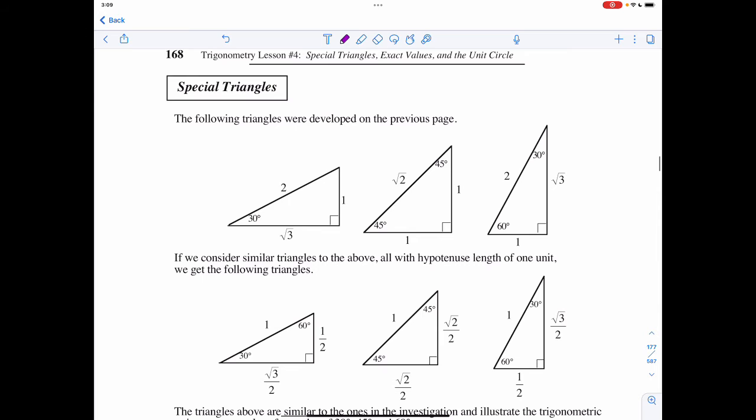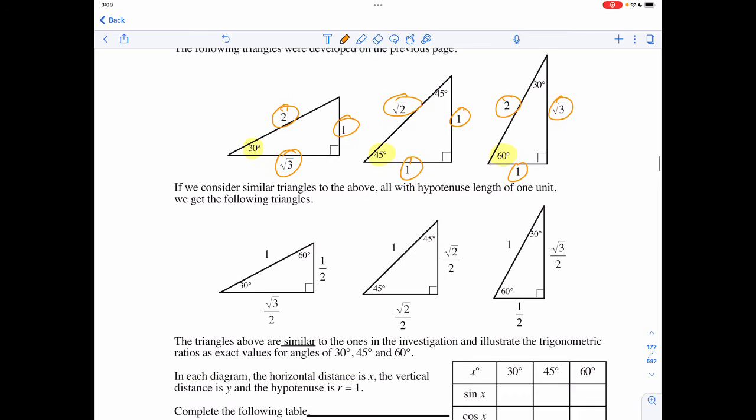When I put it all together, I have my special triangles. I have my angle of 30 degrees, angle of 45 degrees, angle of 60 degrees with the exact ratios, or the exact side lengths, I should say, of 2, 1, root 3, which is the same when I do it with 60, or 1, 1, and the square root of 2.